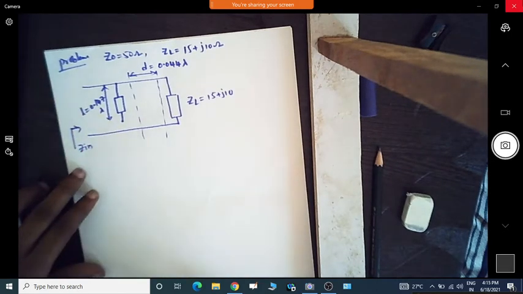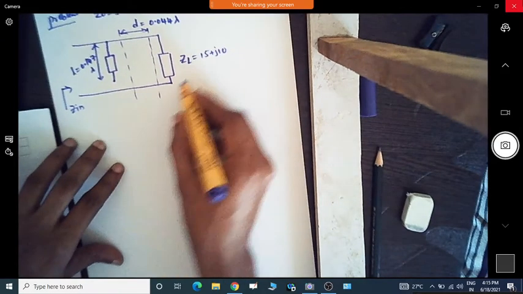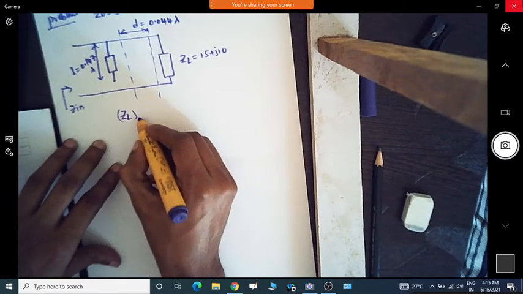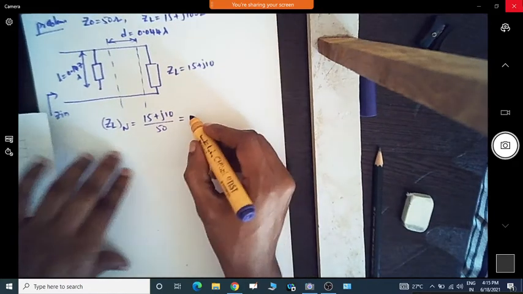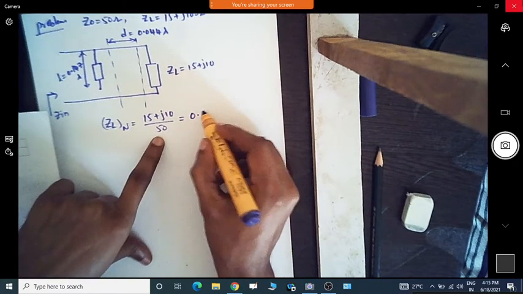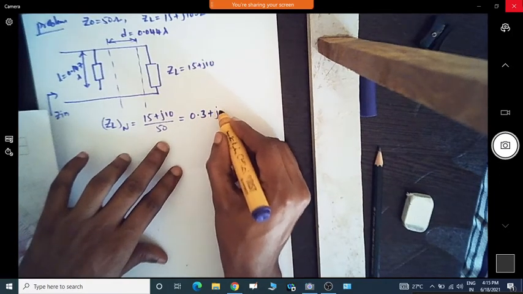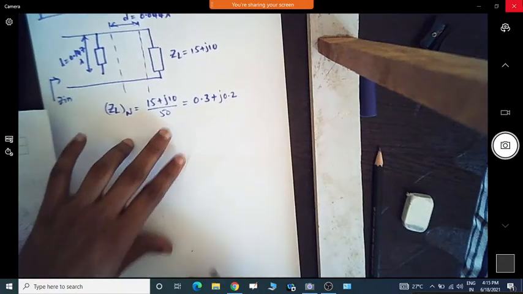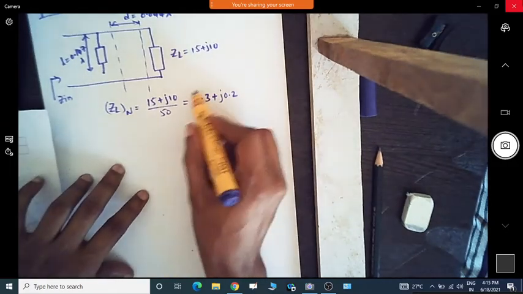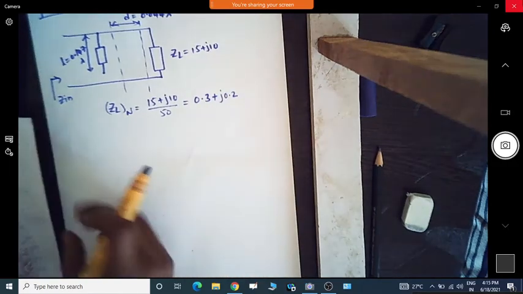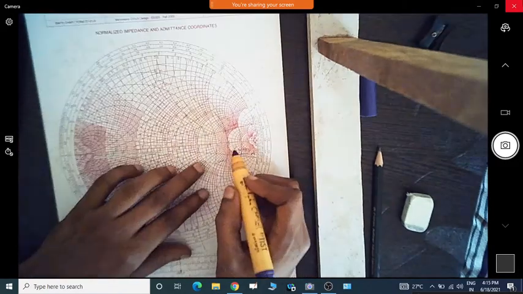Now let us take these values and find the input impedance. First we normalize the load value. Normalizing, 15 plus j10 divided by 50 gives 0.3 plus j0.2. This is the normalized value we get. Now first we need to locate this point and plot the VSWR circle. Now where it is 0.3 plus j0.2, we can see here.